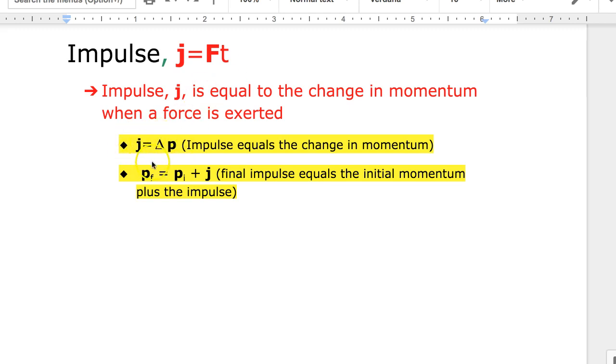So one way that we express this is that J, which is impulse, equals delta P. The delta, the triangle there, stands for a change in momentum. So the impulse is the change in momentum. When we have the symbols down here, P sub F stands for the final momentum. So the final momentum equals the initial momentum plus the impulse. We could also solve for that and just say that the impulse is the change in momentum. Another way to look at it.